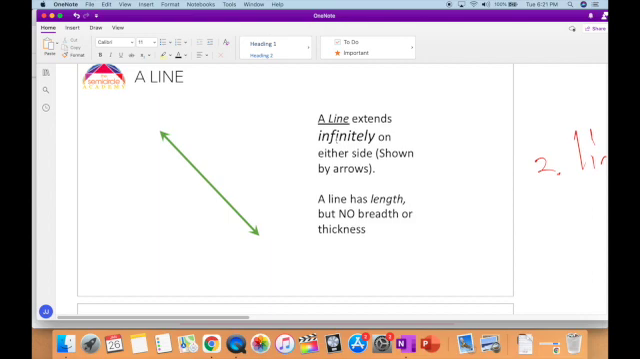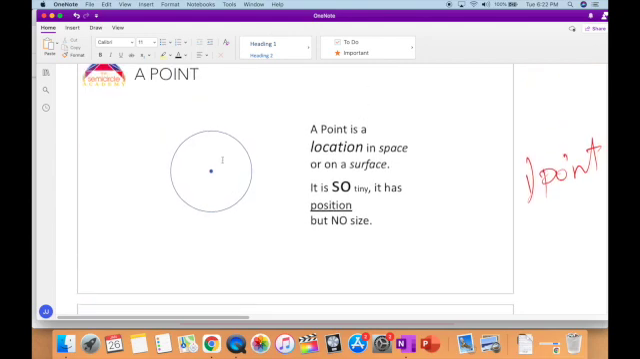Next we have a line. Now a line extends infinitely in both sides, and you can see that we have arrows showing that, right? A line has no breadth or thickness. It has length, but it doesn't have thickness. So this one has no size at all.